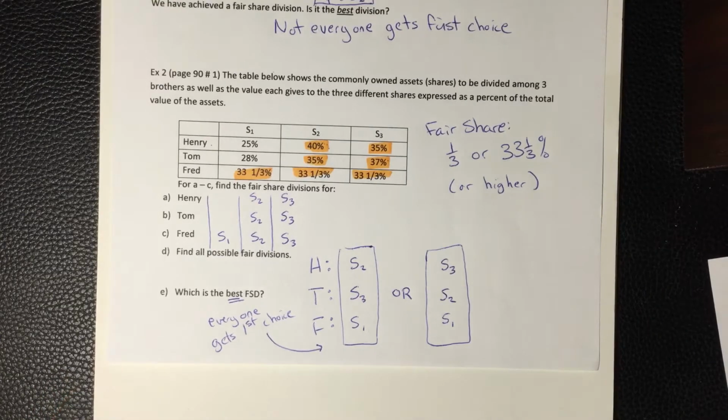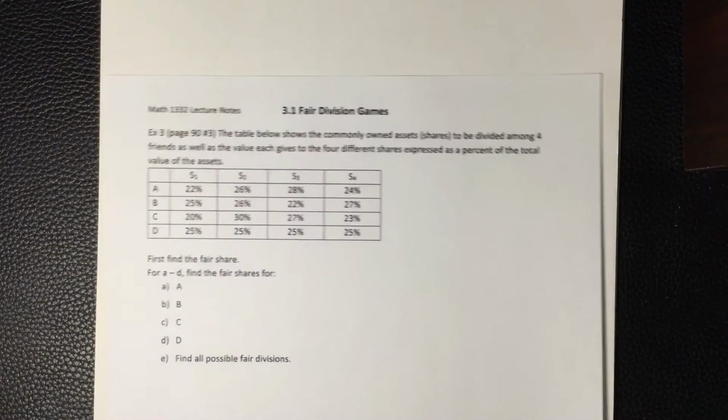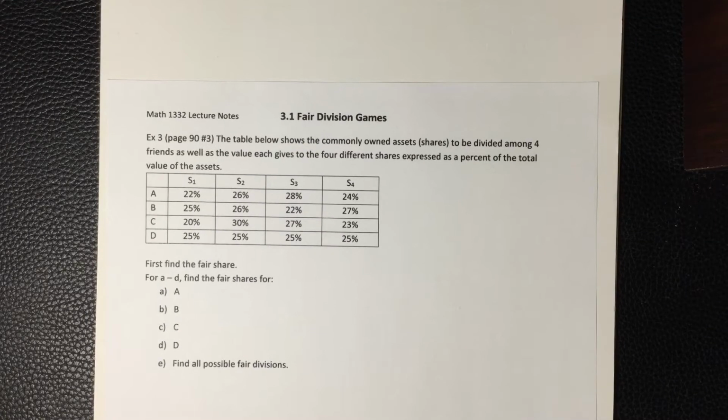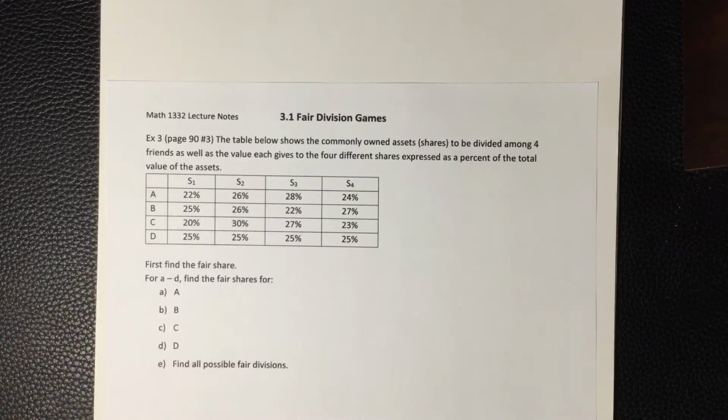All right, so if we look at our last page of the notes, let's do one where we have a different number of players. So if we take a look at example 3, and this one's out of your book, we have commonly owned assets to be shared among 4 friends, and we're just going to identify them as A, B, C, and D. So if we want to look at fair shares, notice now there's 4 players, so we've got N equal to 4.